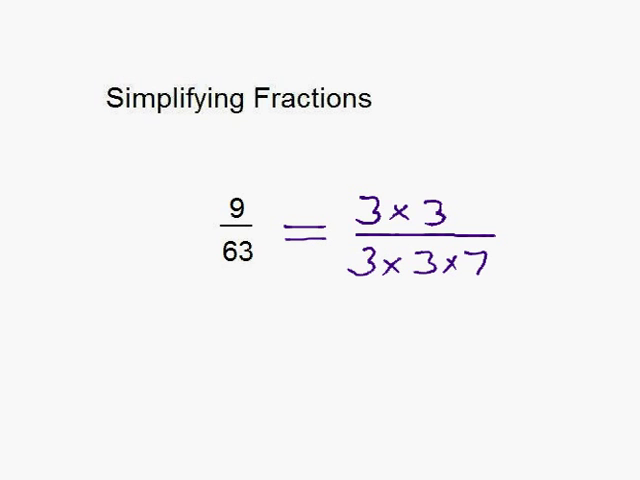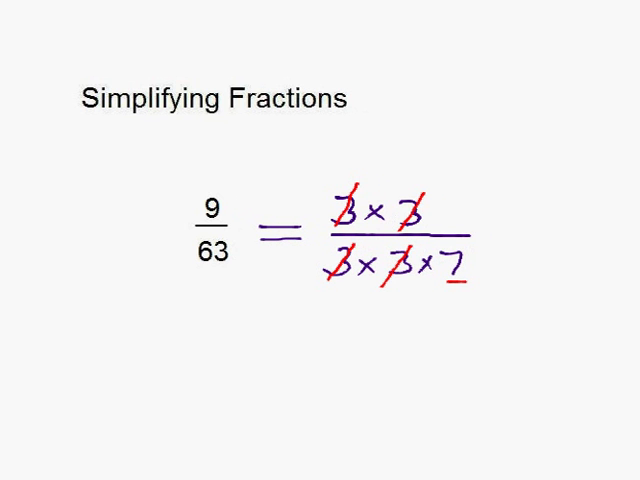The next step is to cross out any number that appears at the top and bottom. So our first 3 appears at the top and bottom, so we will cross it out. Our next 3 appears at the top and also at the bottom, so we will cross it out as well. But 7 only appears at the bottom. It does not appear at the top, so we will not cross it out. And we're done. That completes step 2.